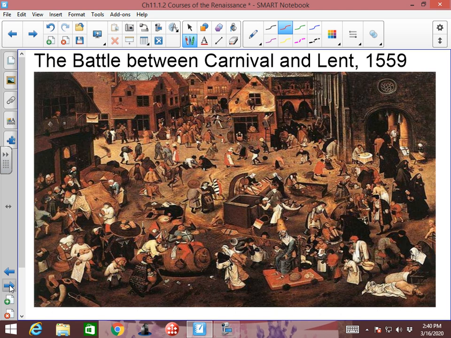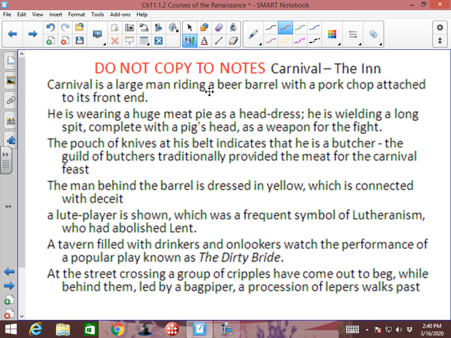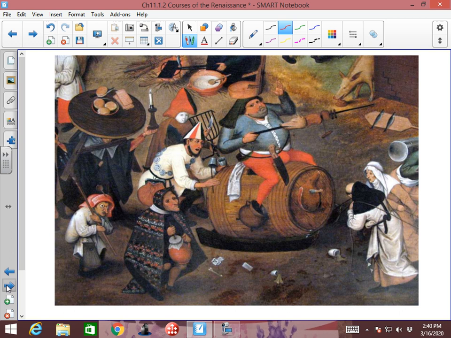So if you look, you have a man riding a beer barrel with a pork chop. He's got a meat pie on his head. They think he's a butcher. He's dressed in yellow. Yellow means deceit. So you got a lot of stuff going on here. So there he is. Got bones in the streets and playing cards in the streets.